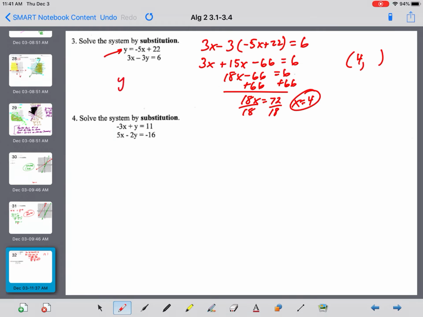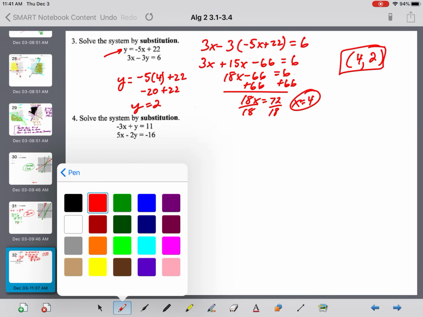Now to get the y half of it, we're going to plug that 4 into the top equation. We're going to plug it in there, so it's going to be negative 20 plus 22. Y is equal to 2. So 4 comma 2 is your intersection point of those two lines. Could we graph this on Desmos and see that? Sure. All right, substitution for number 4.